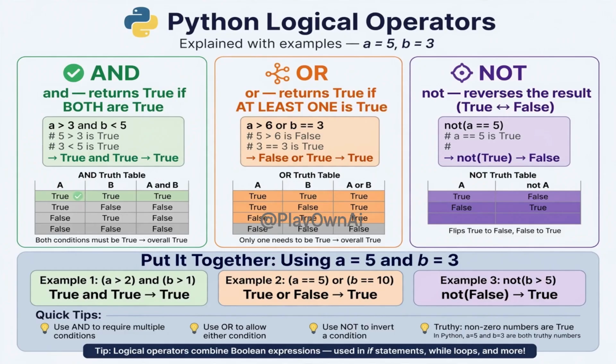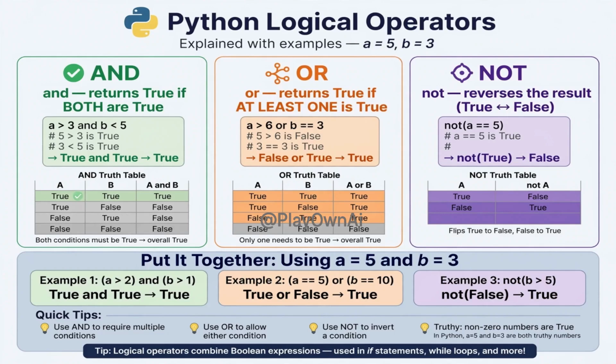Learn about logical operators in Python. Logical operators are used to combine multiple conditions or to reverse a condition. They always return either true or false, depending on the logic applied. In Python, there are three main logical operators: and, or, and not.